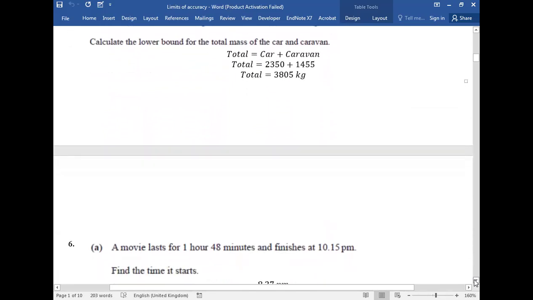A movie lasts for 1 hour and 48 minutes and finishes at 10:15 PM. Find the time it starts. 10:15 में से क्या subtract करेंगे? 1 hour 48 minutes. अब 15 में से 48 minutes subtract नहीं हो सकते. What did I tell you? How else you can write the same time?